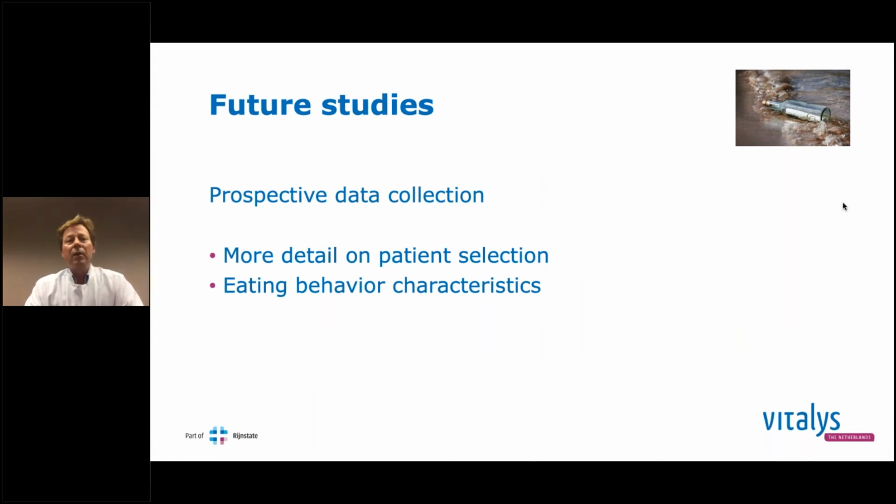Future studies, in my opinion, should include more prospective data collection, accurate prospective data collection over a number of years. And I think we need more detail on selection, and that also is important for patient selection in terms of a revision on gastric bypass. One of the key factors here is that we should document eating behavior characteristics in more detail, and that is, I think, one of the challenges for our research in bariatric surgery, but it's definitely one of our focus points for the next few years.